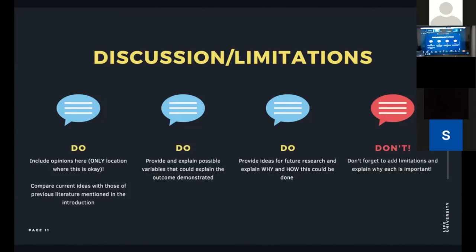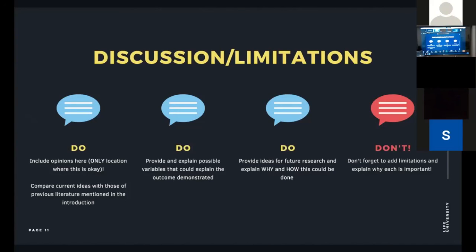Another major thing you should do is to provide and explain possible variables that could say why the outcome happened. We all know that sometimes pain and medical conditions can be self-limiting. It's important to mention things like that in your paper, because as previously mentioned by other speakers today, this is an N of 1 in most cases. So just because one person responded a certain way doesn't mean that the next 100 people will. So variables are important to lay out.